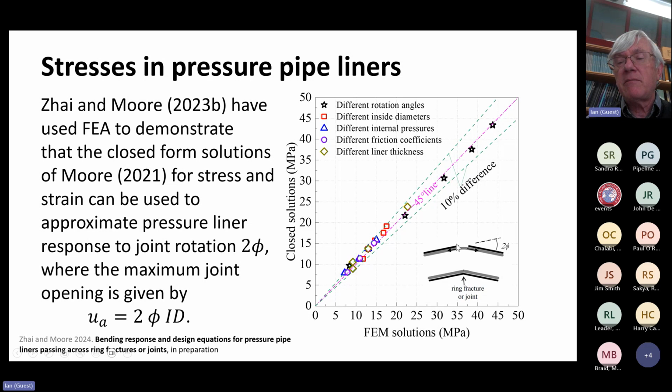If you think of this maximum gap up here at the top of the section of the joint that's rotating, if it's opening by this distance UA, we can calculate that gap is just going to be the diameter times this rotation angle, which is 2 times phi in radians. And actually, the closed form solution provides very good estimates of axial stress and strain. So we can use that same closed form solution for axial extension for this rotation case, but also for combinations of rotation and axial extension.